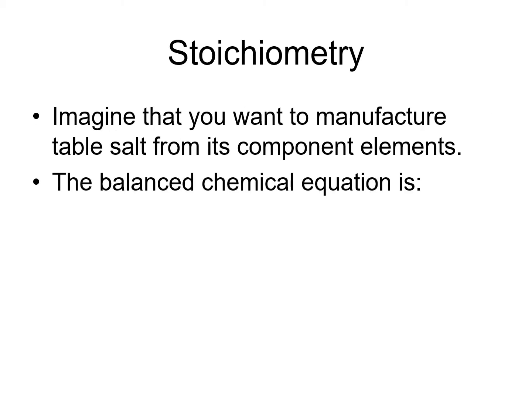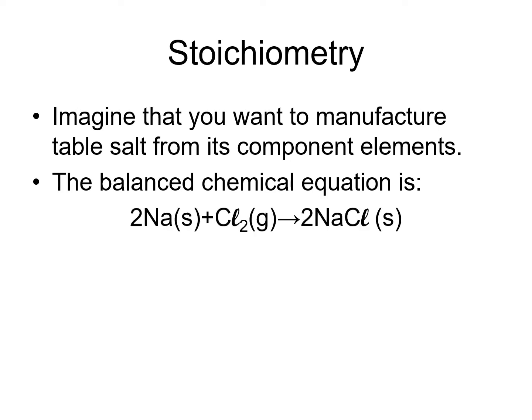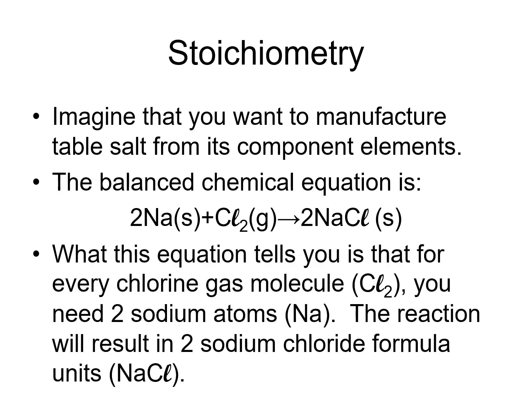So imagine that you want to manufacture table salt from its component elements. You may have heard that table salt is sodium chloride, so we would need some sodium and some chlorine. The balanced chemical equation then would be what's shown on the screen. 2 sodium atoms, 1 chlorine molecule would make 2 sodium chloride formula units. But as we learned in the mole unit, we can look at this as a mole ratio. So it's a 2 to 1 to 2 ratio of atoms in order to get the product.